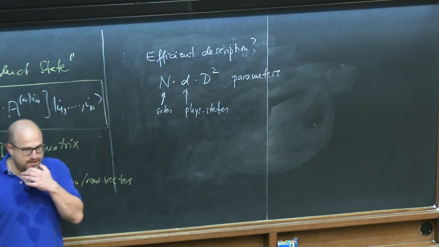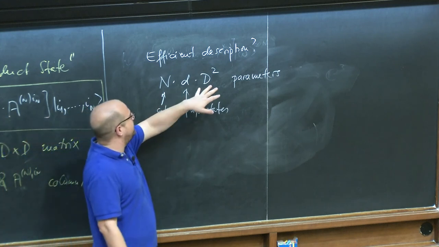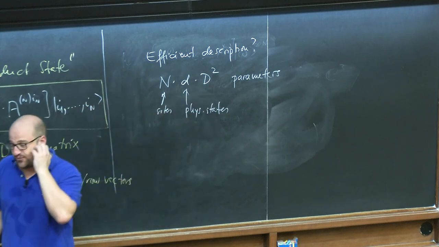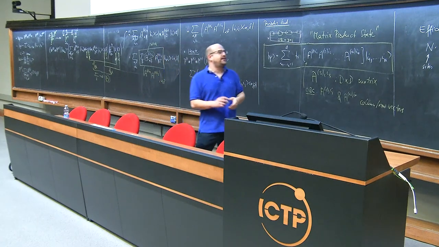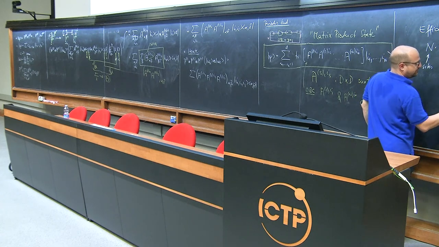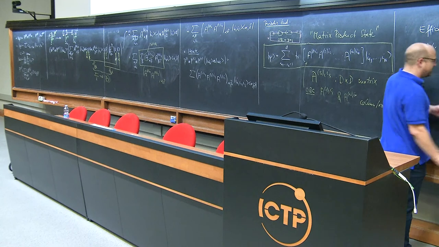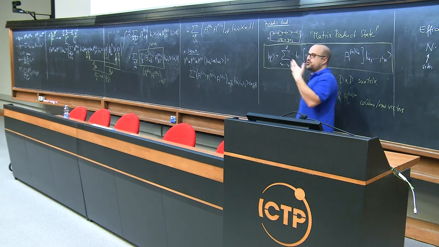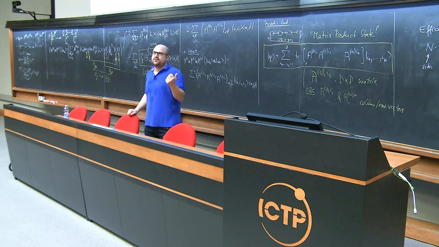So in total, we have N times small d times capital D squared parameters. So in particular, it means the number of parameters grows only linearly in the system size, as opposed to exponentially for a general vector. And of course, the relevant question is how big do we have to choose D to get a good description of our state? And one intuition is that D should be related to the entanglement in the state. So if there's not too much entanglement, hopefully we can choose D at a moderate size, meaning we only have a moderate number of parameters.